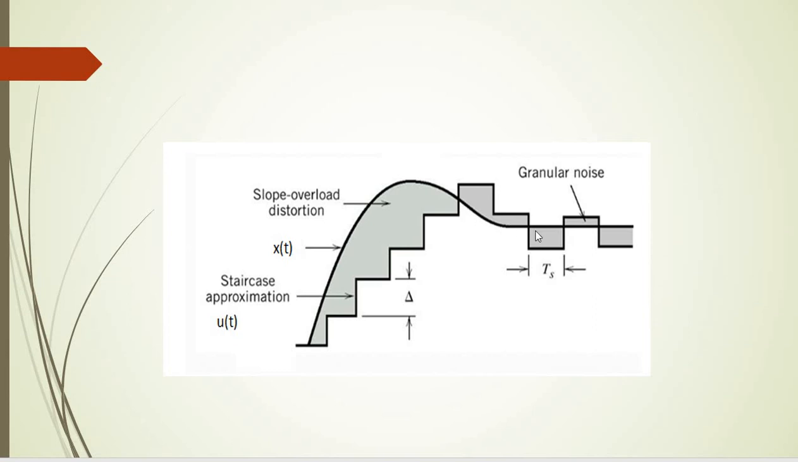And if the input signal is held constant, in this time period the input signal is held constant, but even then the modulator output will be switching between plus delta and minus delta. So this kind of noise is known as granular noise. To avoid slope overload and granular noise, we go for adaptive delta modulation.